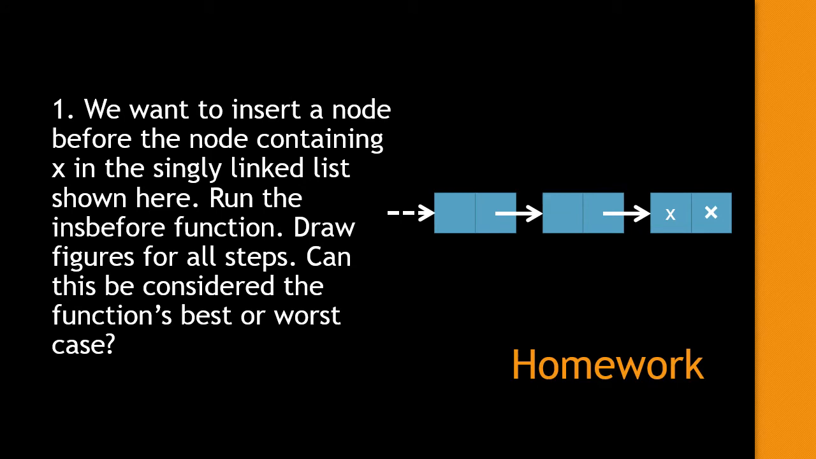We want to insert a node before the node containing x in the singly linked list shown here. Run the ins before function. Draw figures for all steps. Can this be considered the function's best or worst case?